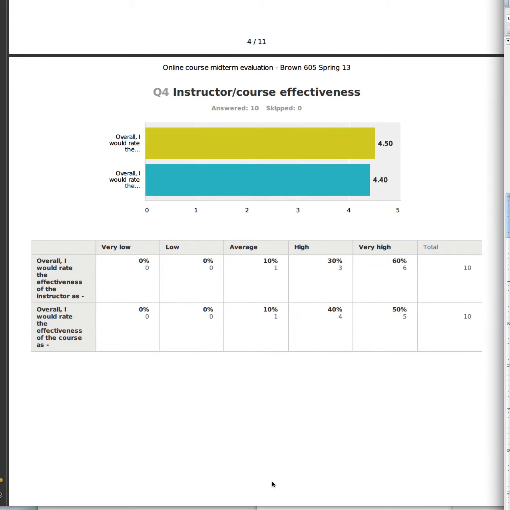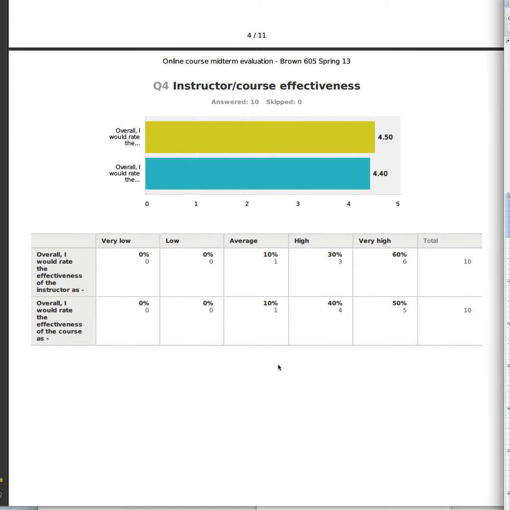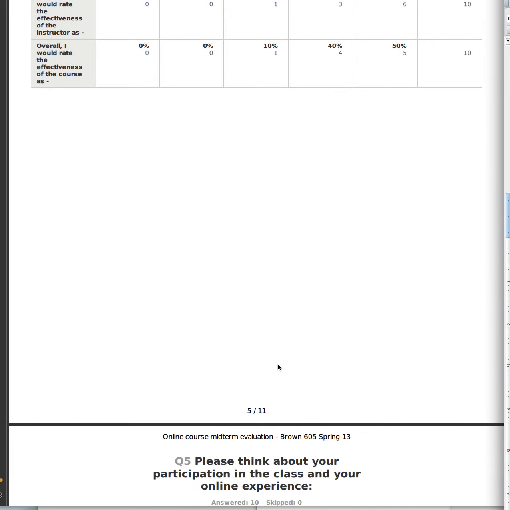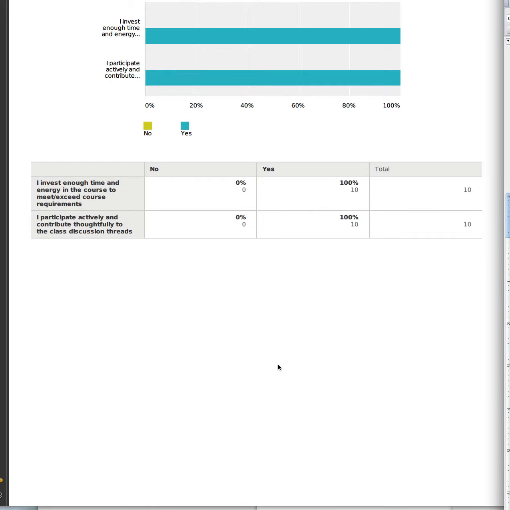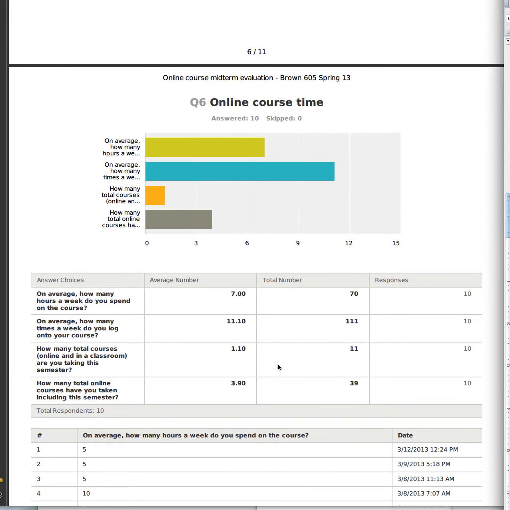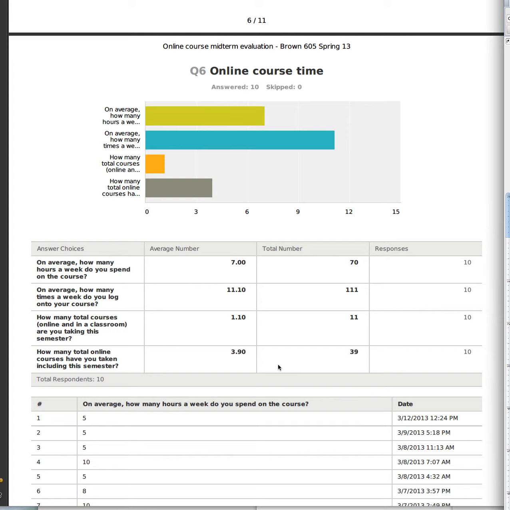Okay, so in terms of instructor course effectiveness, ratings are consistently high among respondents. A couple of average ratings, but nothing negative about the instructor or the course. In terms of participation in the class, all students feel like they invest enough time and energy in the course to meet the requirements, and all students participate actively and contribute to class discussion threads. And there has been a great deal of participation in the class. I'm really pleased when I read the discussion boards each week.